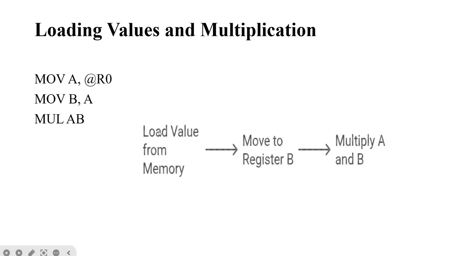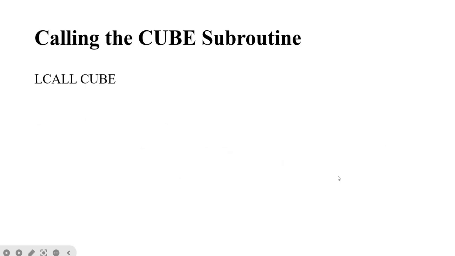So what we have done here, we have loaded the value from the memory into the accumulator. Then we have moved the value from the accumulator to register B, and we will multiply A and B, and we will be storing the lower byte in the accumulator and the higher byte in the register B. Then we will call the cube subroutine.